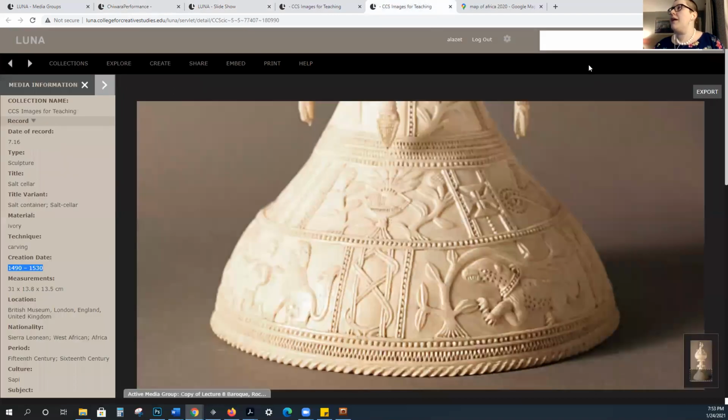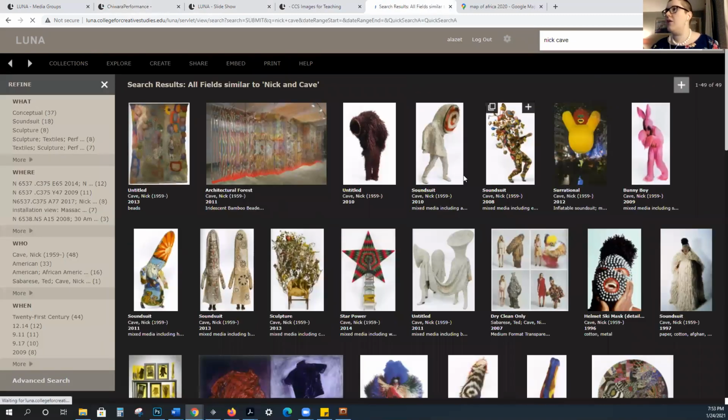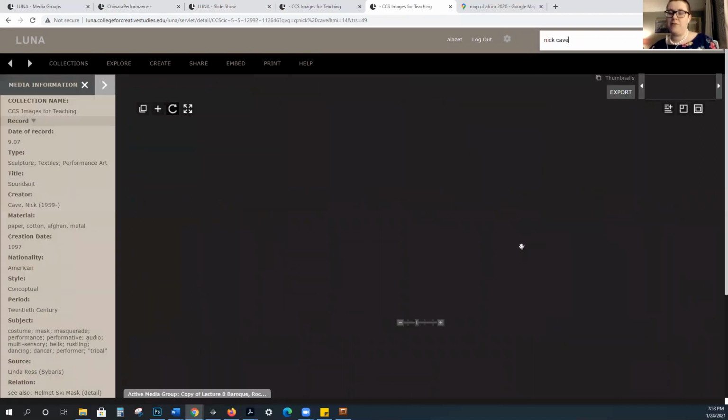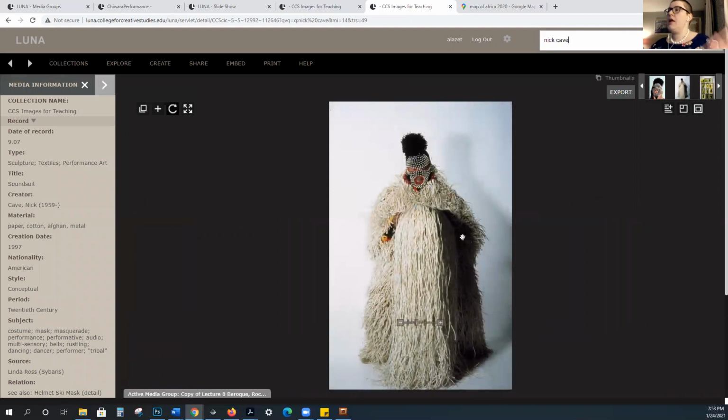I don't know if anyone has ever seen Nick Cave. The costumes that Nick Cave makes and that are performed are often drawn from an African sort of precedent or aesthetic. There was a performance in Detroit a few years back, and more than one of these sound suits were performed, and there was the rustle, right, of the material, the raffia, the cotton, just rubbing against each other. There's the sound of the dancing.